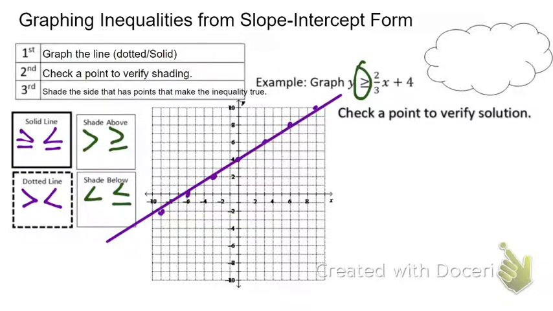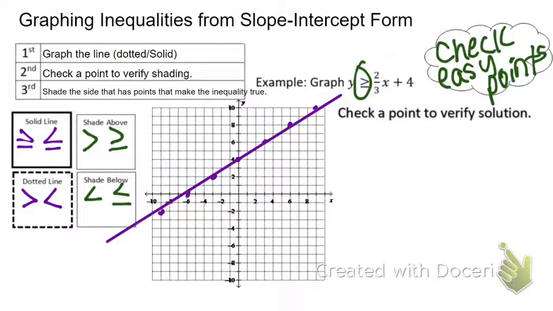But to verify, I'm going to pick a point that is above the line, and I'm going to see if it makes the inequality true. Now, when you do this, you want to check easy points. Let's not check things that make our life more difficult. We want to check things that are easy to substitute in. If you can do like 0, 0, that's super easy to plug in. 0, 0 here is not above the line, so I'm going to pick one on the y-axis but above. So I'm going to pick 0, 10.